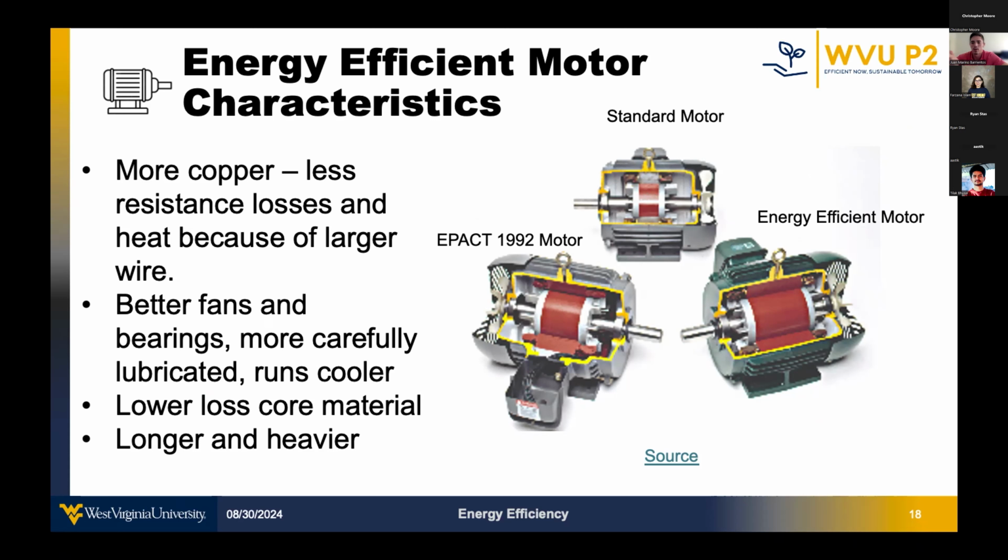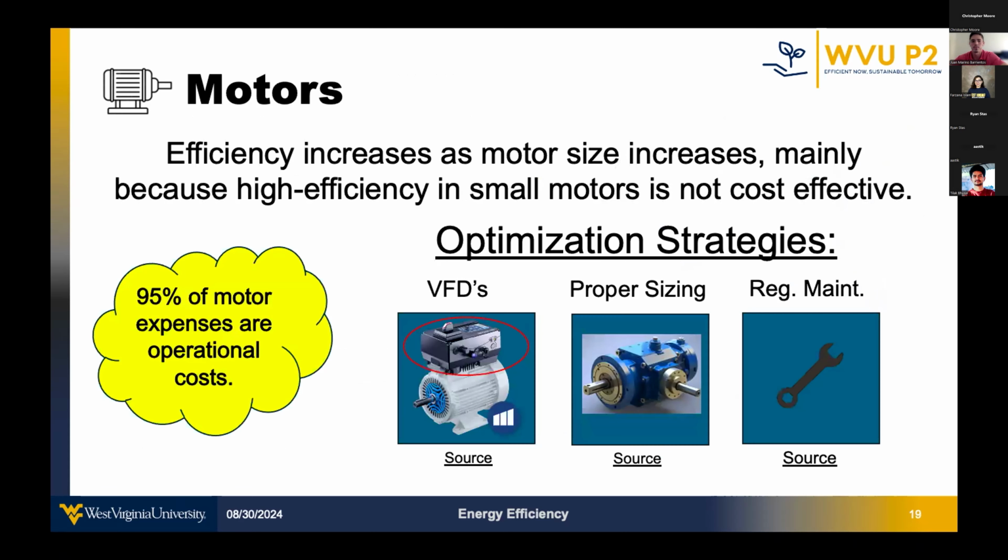And then the motor on the right is an example of how an energy efficient motor looks, with more copper and a heavier, bigger body. When it comes to motor efficiency, the larger the motor, the higher the efficiency. This is because high efficiency in small motors is not really cost effective since they are load-driven devices.